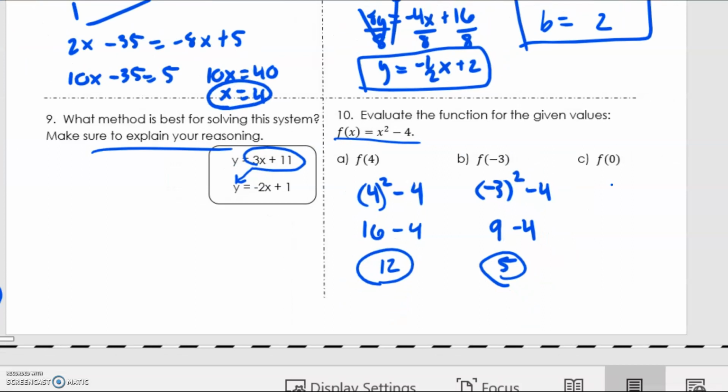Last one, plug a 0 in. 0 squared minus 4, 0 minus 4 is -4.